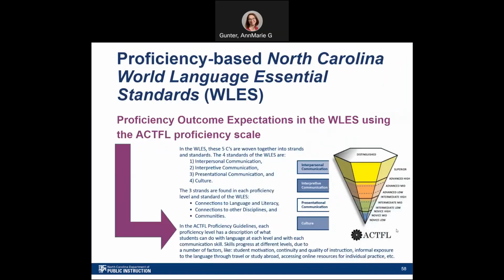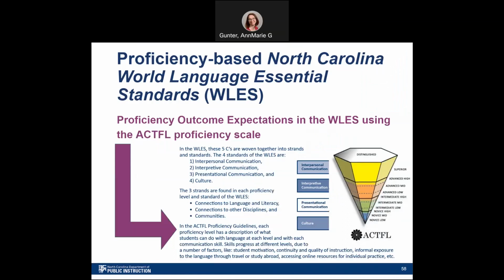As we begin this, of course, we want to take a look again at our standards and think about what we mean by language growth. In our proficiency-based North Carolina World Language Essential Standards, we have proficiency outcome expectations in those standards using the ACTFL Proficiency Scale. Those ACTFL Proficiency Guidelines or Scale describe for each proficiency level what students can do with language and with that particular skill.